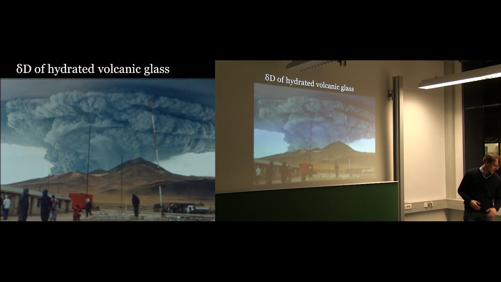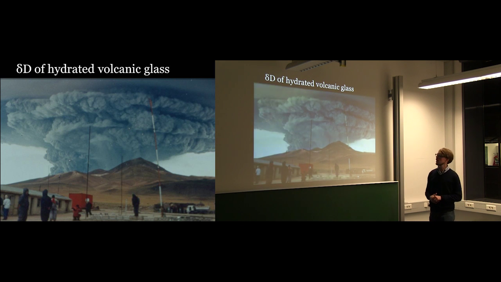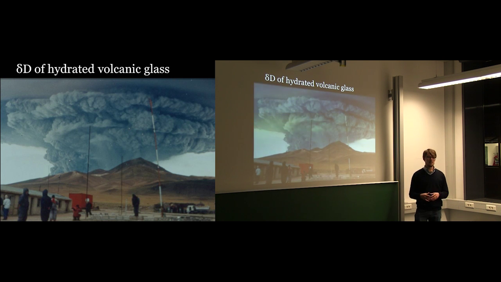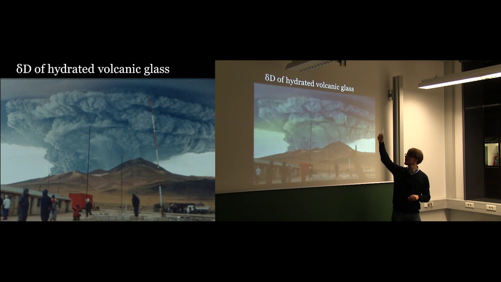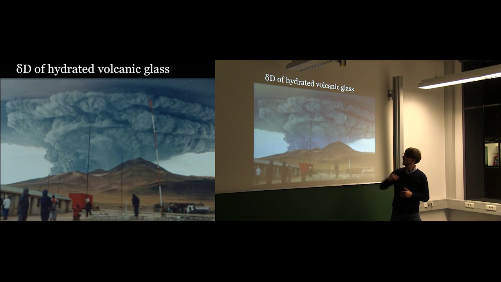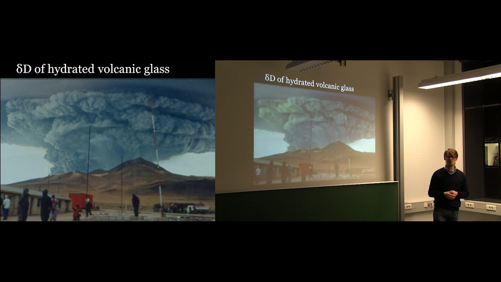All right, so the last proxy I promised to show you is the delta D of hydrated volcanic glass. For example, when you have a large eruption, there is glass, it's silica, that's erupting out of the volcano, and the ash clouds are transported laterally with the wind. And as the glass is erupting, it contains hardly any water. It's less than 0.1 weight percent of water. So this is like water starved.